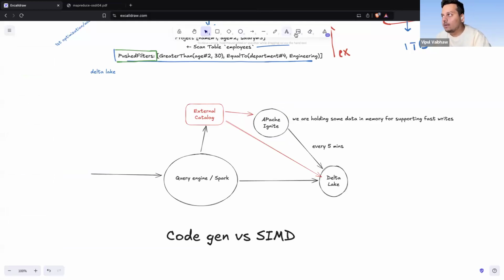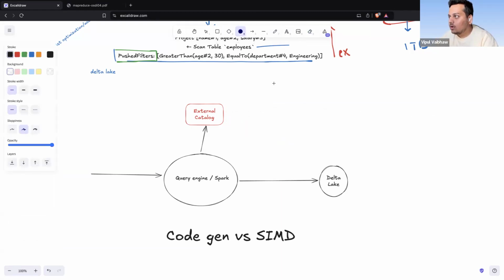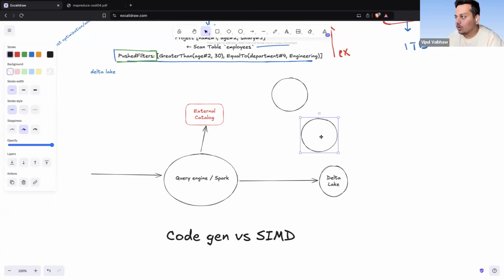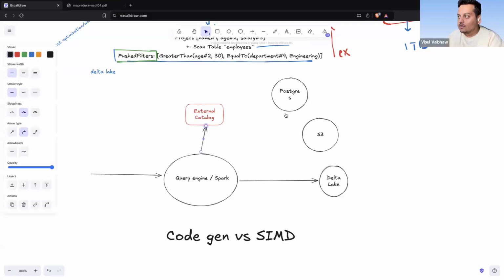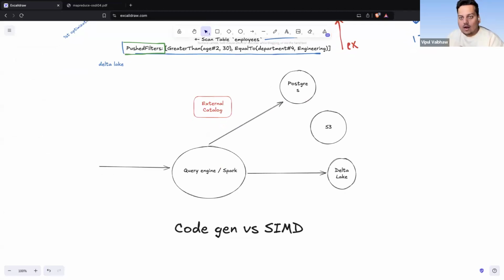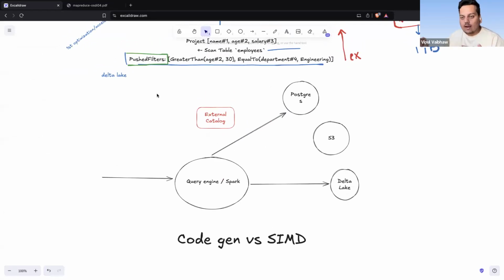Let's say we have data stored at multiple places. We have data stored in Delta Lake, in Postgres, which was the older data in AWS, and in S3. So S3, Delta Lake, which is your in-house one, and Postgres, something like that. If you have an external catalog here, which can tell Spark the exact address where the table exists, that is going to help optimize the whole query processing.